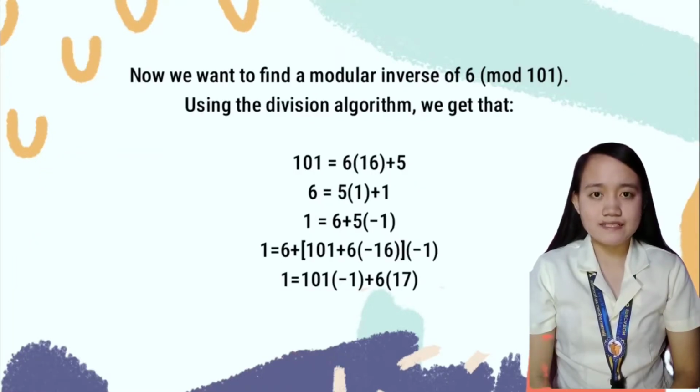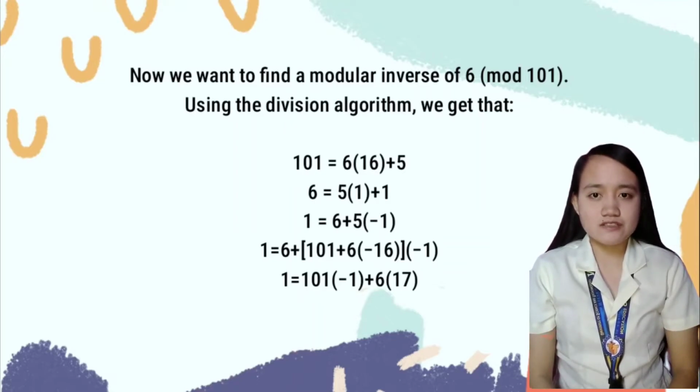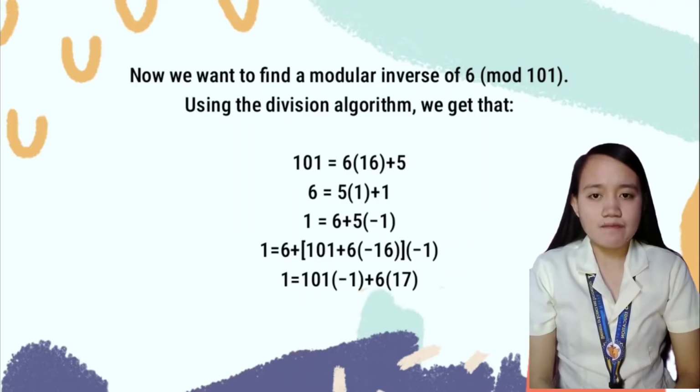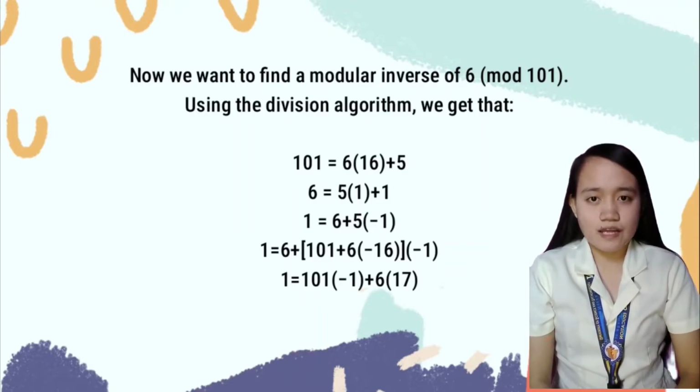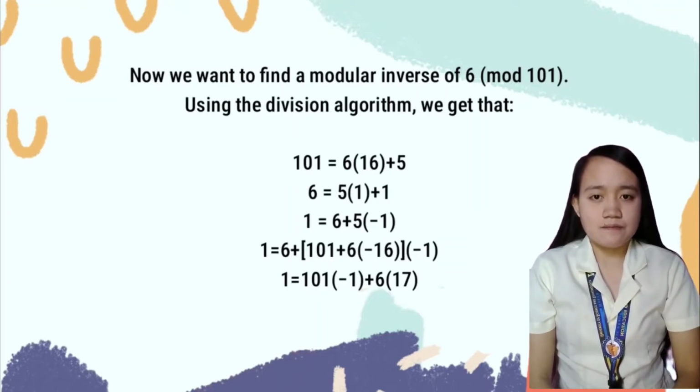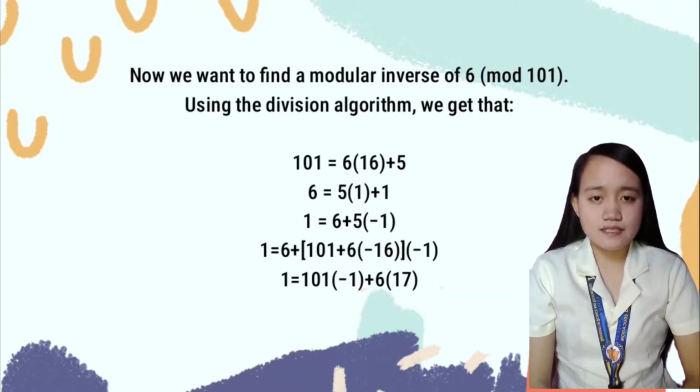Now, we want to find a modular inverse of 6 mod 101. Using the division algorithm, we get that 6 times 16 plus 5 is equal to 101. 5 times 1 plus 1 is equal to 6, and 6 plus 5 times -1 is equal to 1. And 6 plus 101 plus 6 times -16 times -1 is equal to 1.